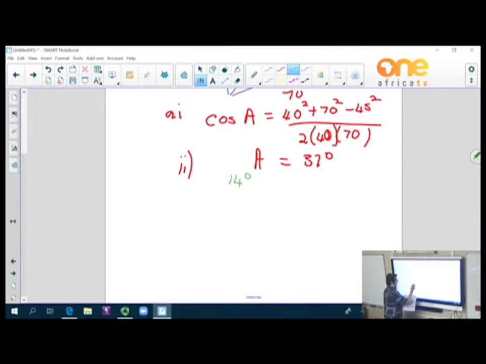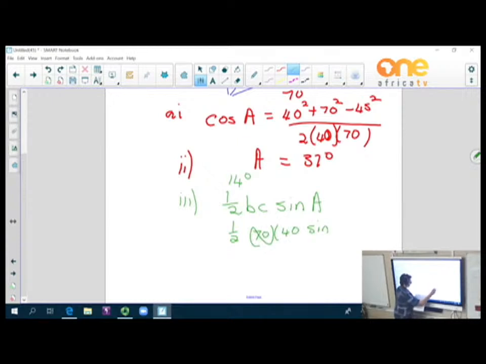Okay, and then they say at number 3, calculate the area of ABC. Now we know that this is half BC sine A. Remember, 2 sides and the included angle. So it will then be a half of 70 times 40 sine, and that angle there is 37 degrees. Just need to know our formula, and it's 843 square meters. That is that area that we have there.